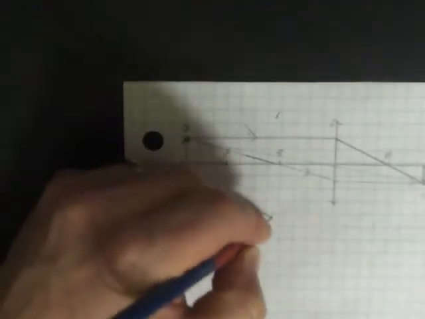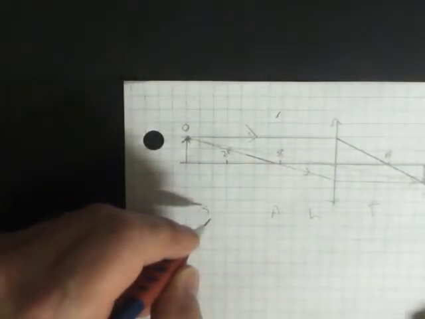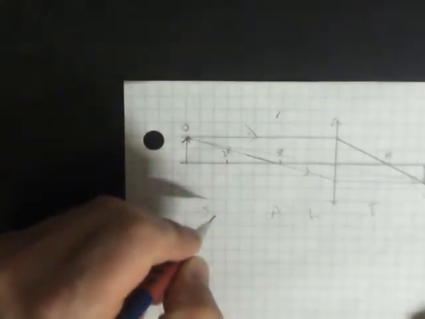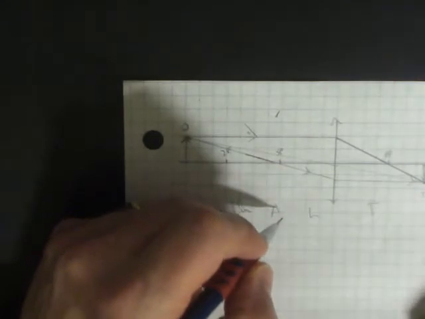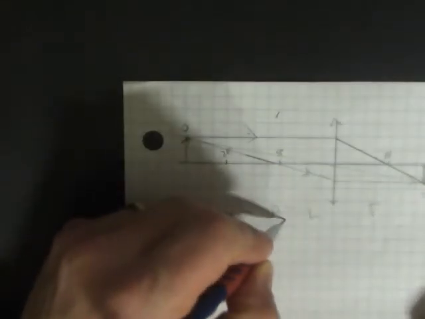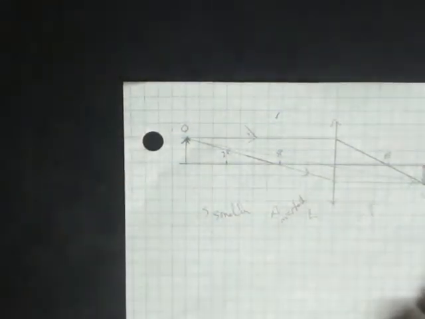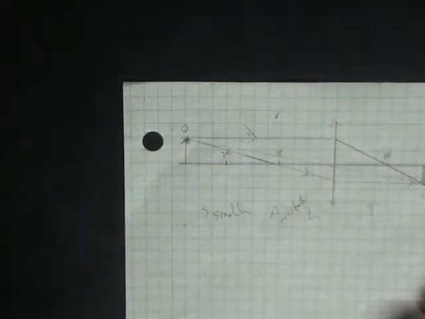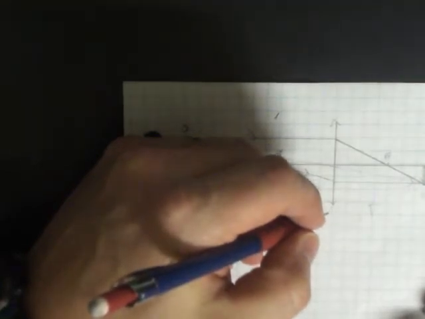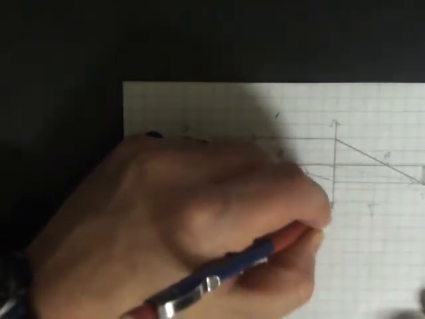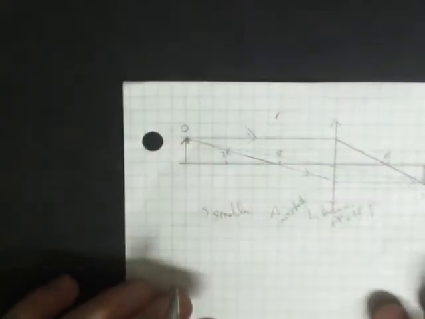Size. Smaller. Attitude. Inverted. Location. Use points that we can describe it with respect to. Emily, what do you think? In between PF and 2F. Yeah. Between PF and 2F. Type.